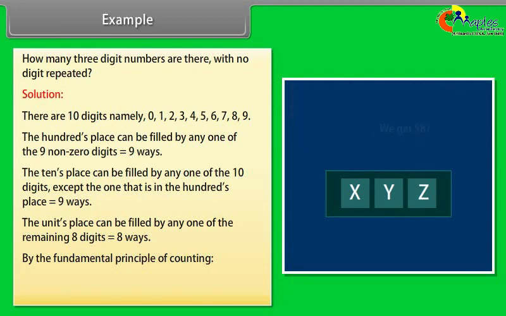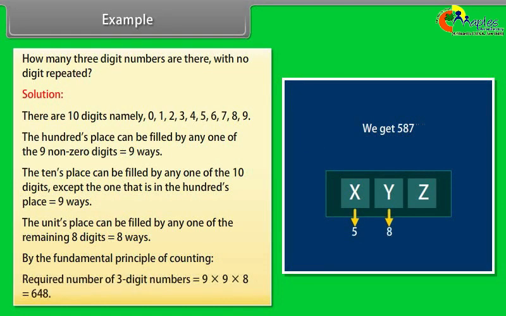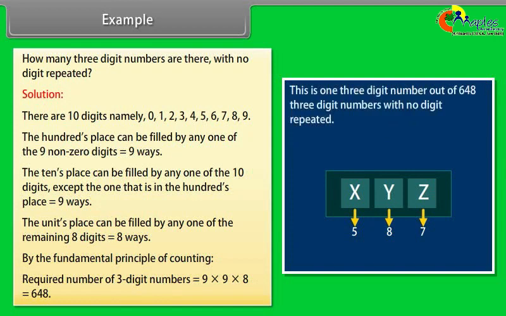By the fundamental principle of counting, required number of 3-digit numbers is equal to 9 into 9 into 8 is equal to 648.